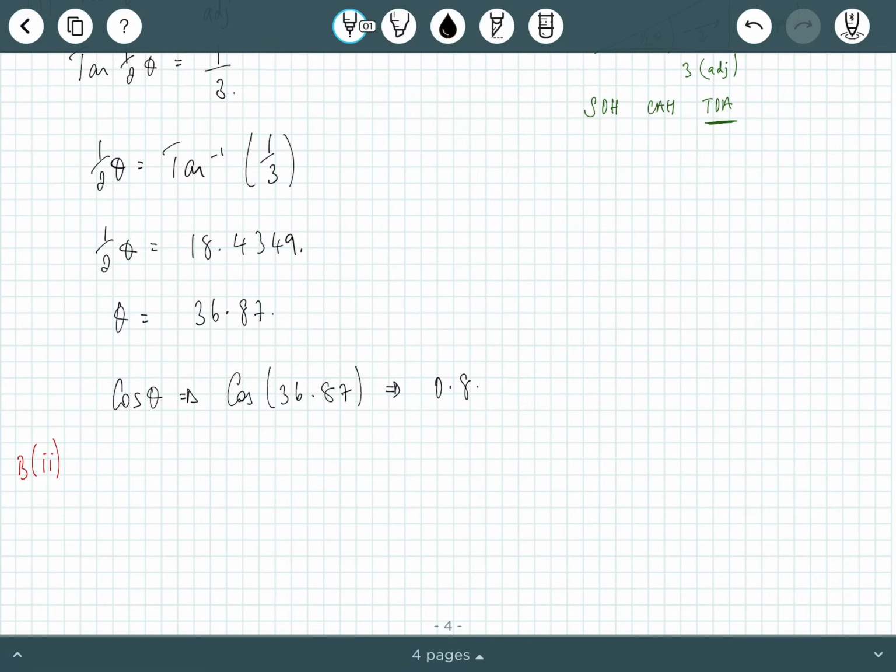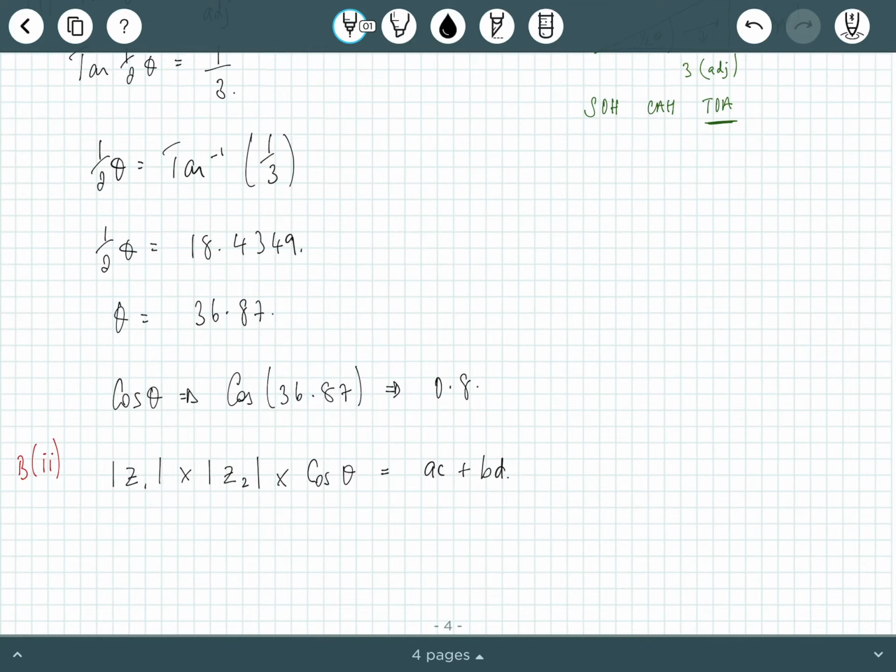Okay, let's show that the mod of Z1 times the mod of Z2 times cos theta, which we know what it is now, is equal to AC plus BD. And A, B, C and D we got from the earlier parts in part A.